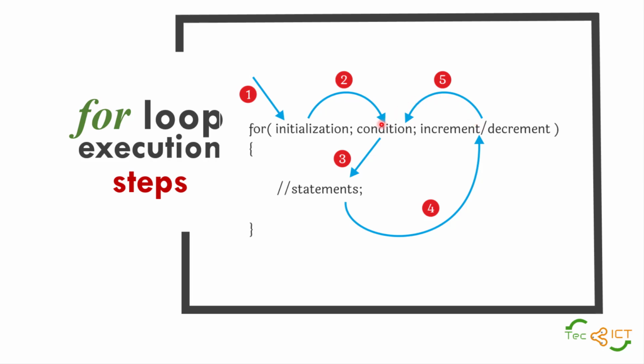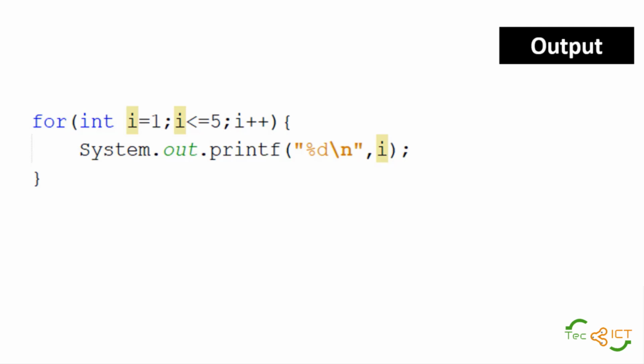Again, it checks the condition. If the condition is true, step 3 is executed. Otherwise, the loop is terminated. Java example for a for loop. First, the declaration of the variable and the initialization happen. Then the condition is checked. Here, I is 1. 1 less than or equal 5 is true. That means the condition is true.